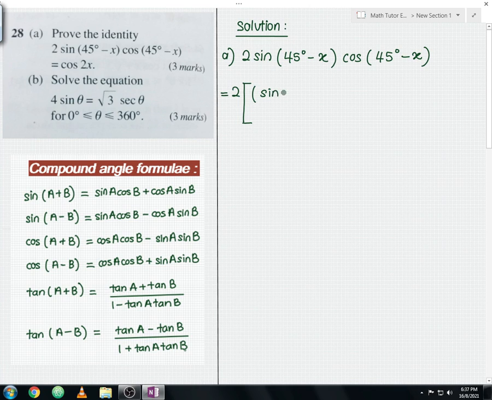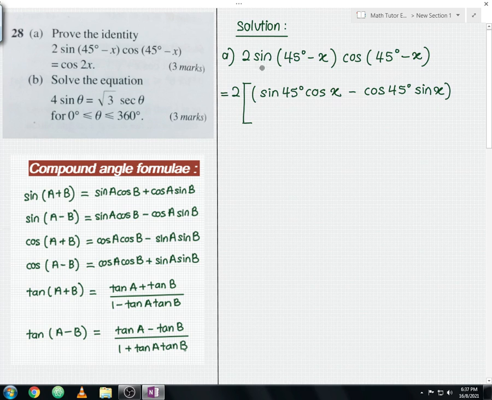When you solve this, you should get sin 45° cos x minus cos 45° sin x. Close bracket. So this is the expansion based on the first compound angle formula, guys, which is sin(45° − x). You should get this first expression.